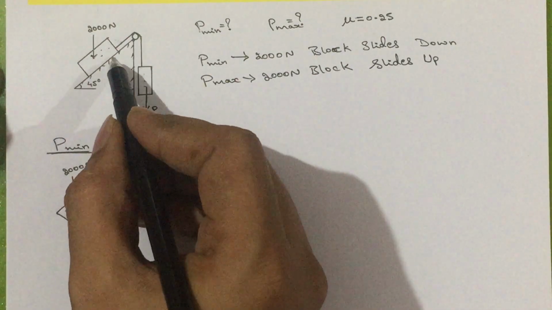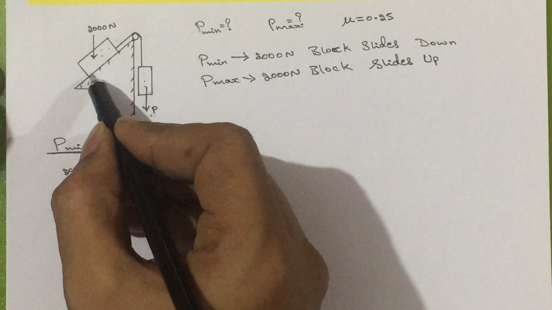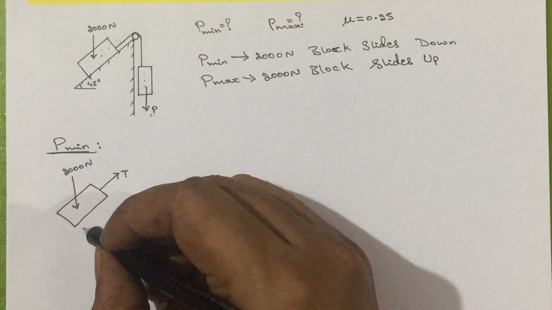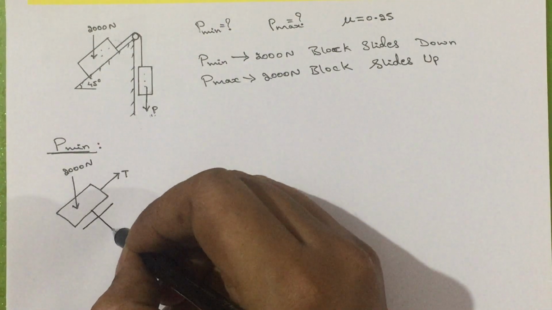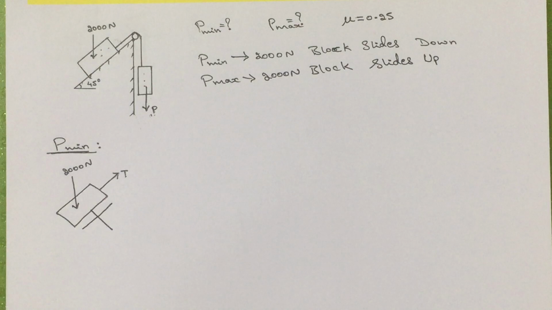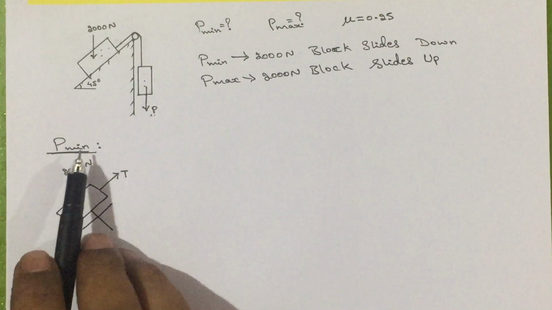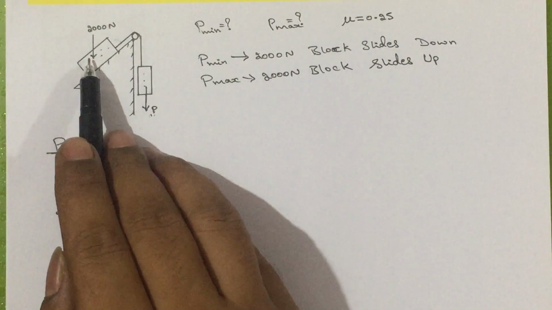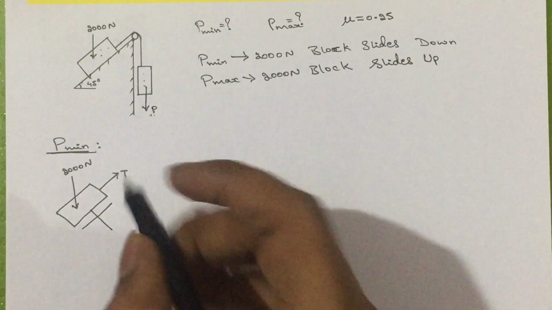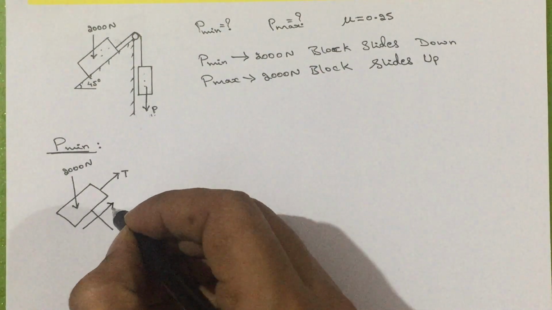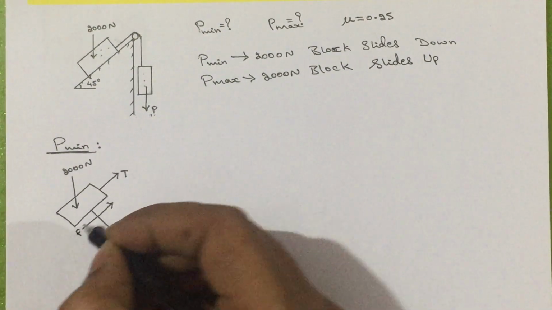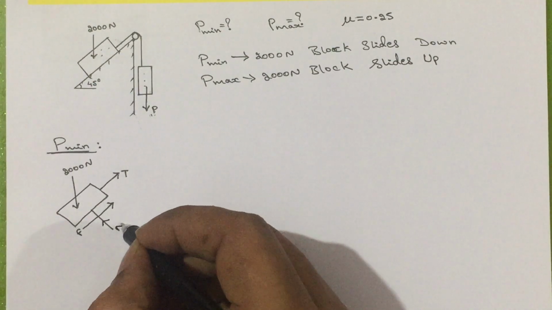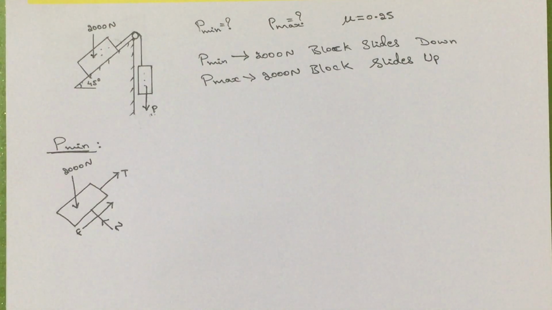Then this block is in contact with this surface, is it? The surface is there, the contact surface. So, at the contact surface you need to draw one parallel line and one perpendicular line. Now we are calculating P minimum. P minimum means the 2000 Newton block slides downwards. If this block is sliding downward, then the friction force should act upwards. This is friction. Then it should act perpendicular to the plane. This is normal reaction.